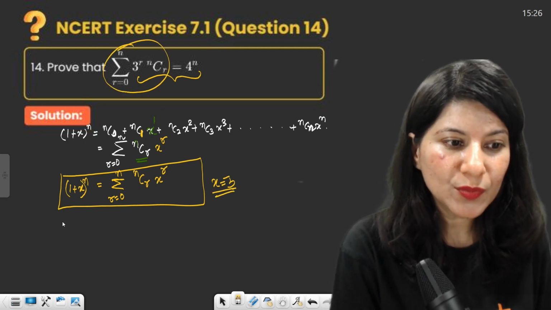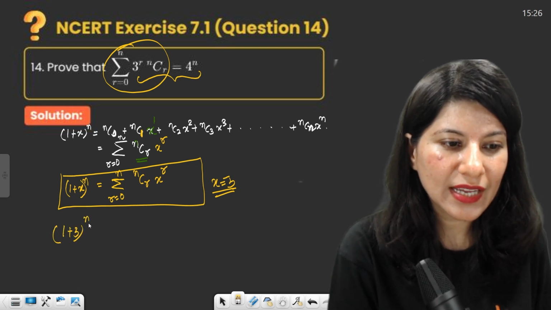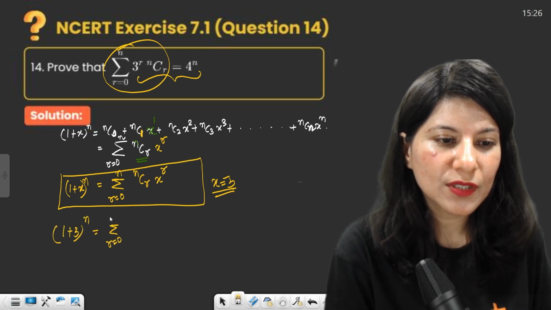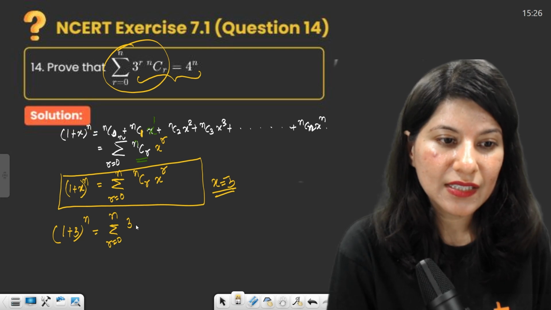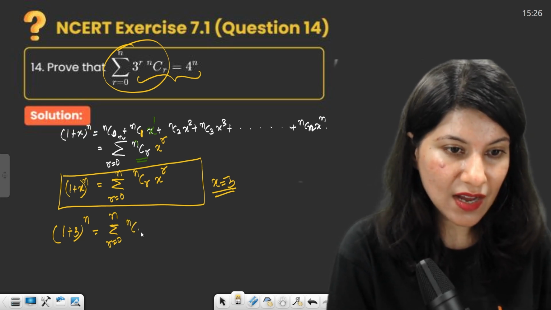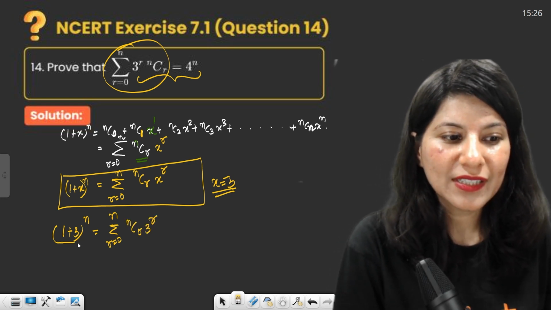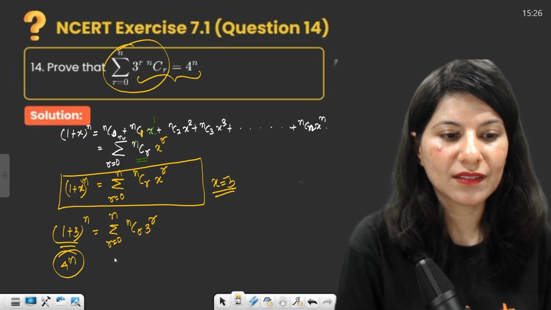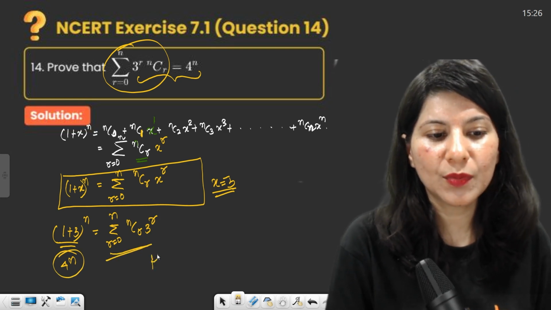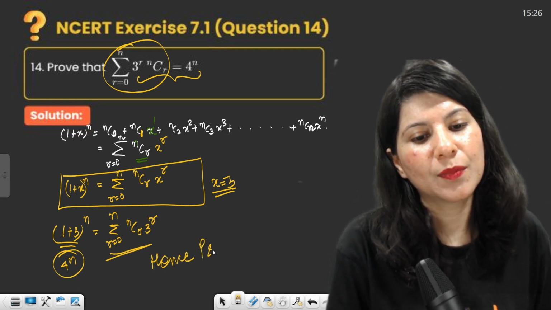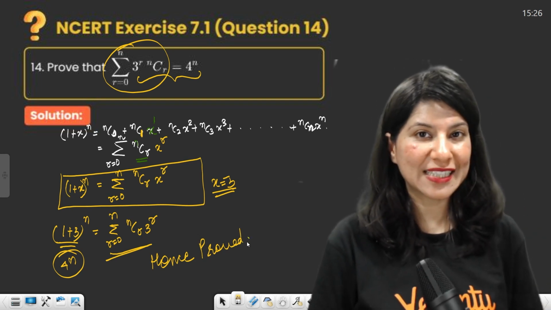The moment you put x equals 3, (1 plus 3) raised to power n equals sigma r equals 0 to n nCr 3 raised to power r. So clearly it is 4 raised to power n. This is equal to 4 raised to n. Hence proved. So this was the last question from the miscellaneous series.